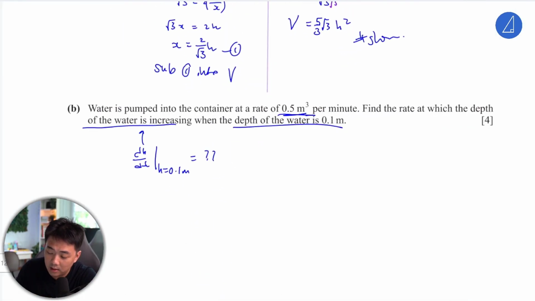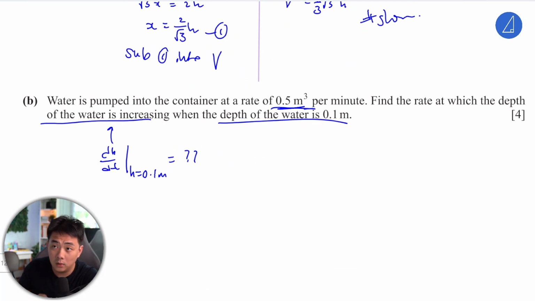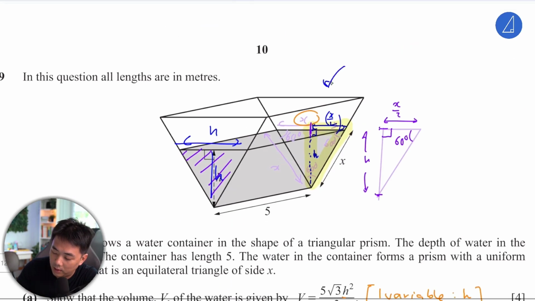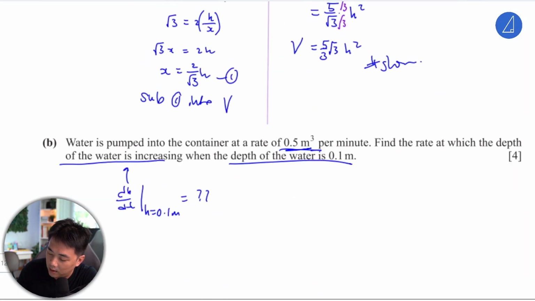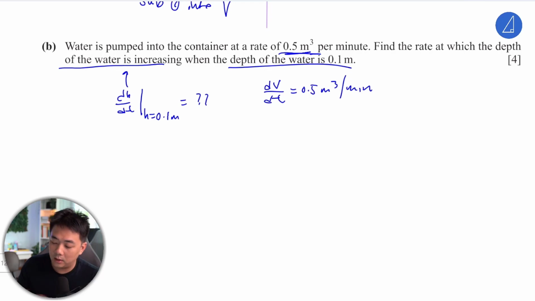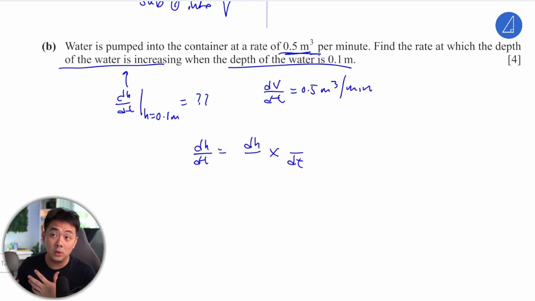Now the main thing is write down everything, then we're just going to use chain rule. So essentially, water is going in, dV/dt in at 0.5 meter cube per minute. Okay, so just write this down. dV/dt is given, that is 0.5 meter cube per minute. And just rewrite the rate of increase of the depth. So dh/dt, rewrite in this form here, dh something something dt. Just use chain rule. I usually would just advise students to just keep doing this.